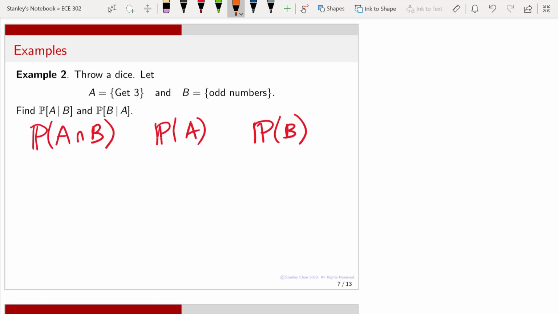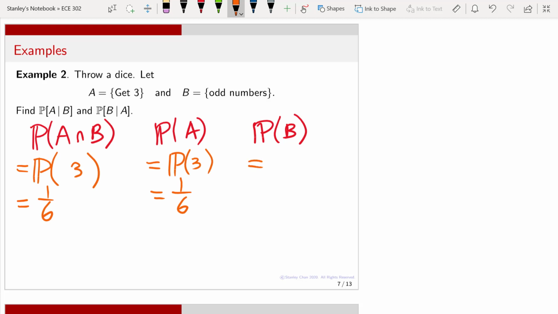So the probability of A intersect B is what? This is the probability of having an intersection between getting a 3 and being an odd number, and so it's just the probability of getting a 3. That will give you 1 over 6. The probability of A is just the probability of getting a 3, so this is also 1 over 6. The probability of getting an odd number, B, is the probability of getting 1, 3, or 5, and so this probability is 3 out of 6.